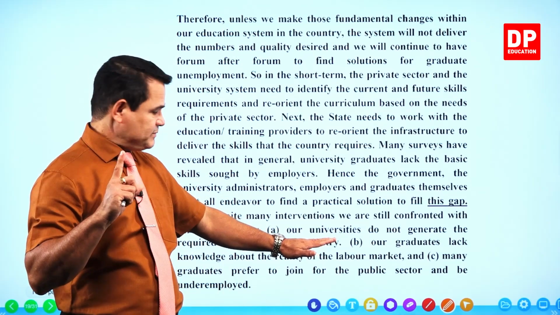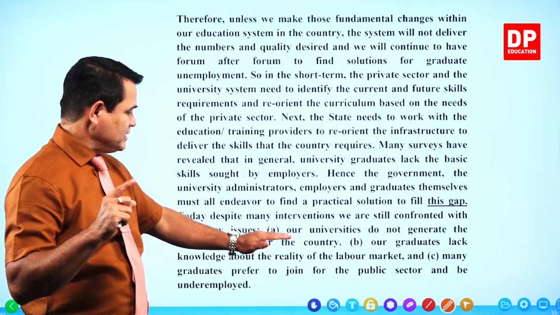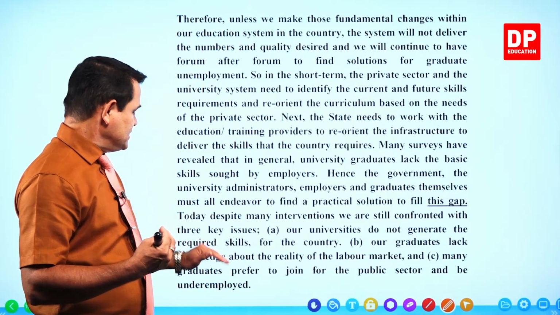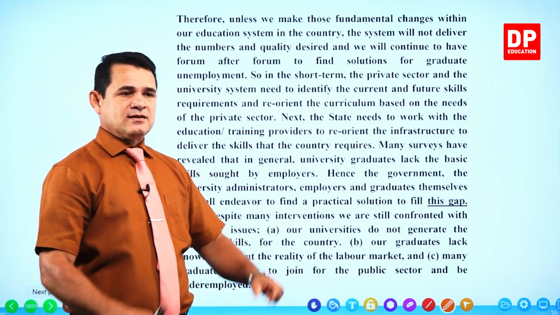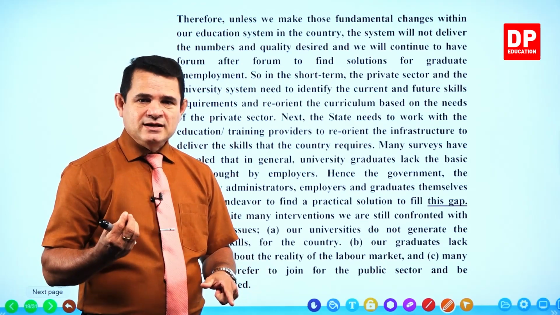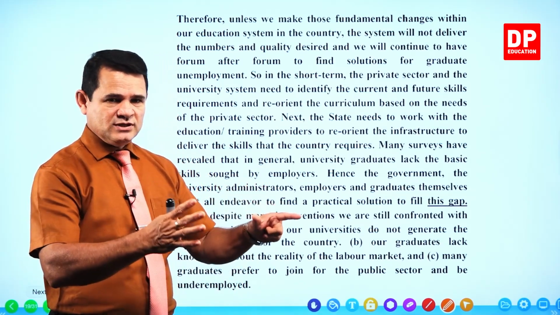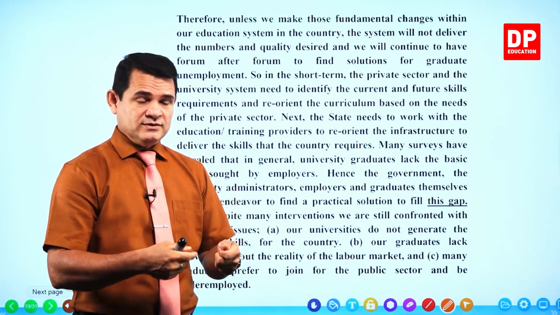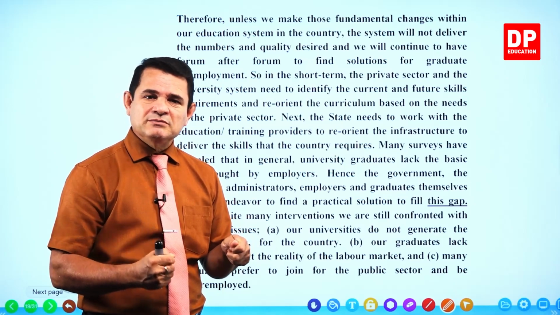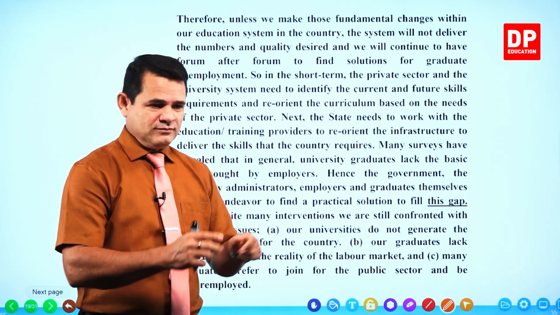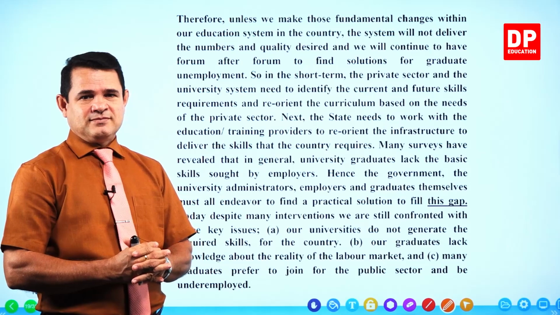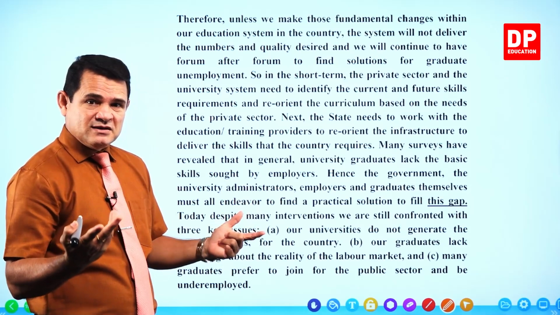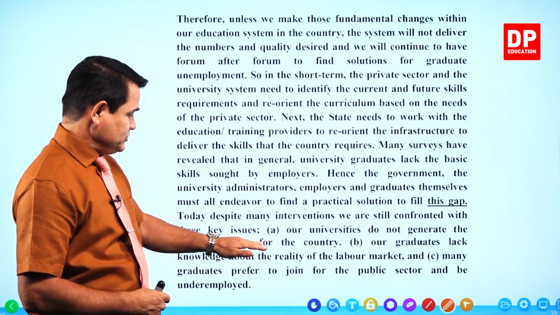Now, first issue එක පළවෙනි මේකට බලපාන හේතුව තමයි our universities not generate the required skills for the country. රටට අවශ්‍ය පුද්ගලයන් බිහි වෙන්නේ නැහැ universities වලින්. Maybe they are coming out from the university with a degree but not a suitable person for the job that is available in the country. රටේ තියෙන රැකියාවට සුදුසු පුද්ගලෙක් නෙමෙයි. With a degree but not suitable. That's one issue.